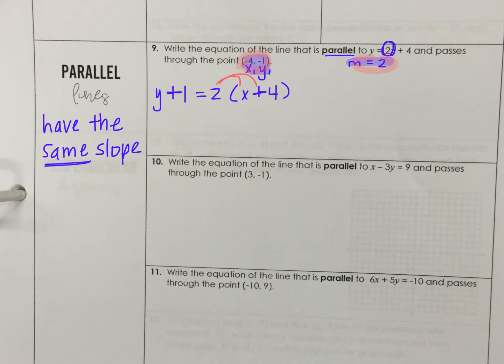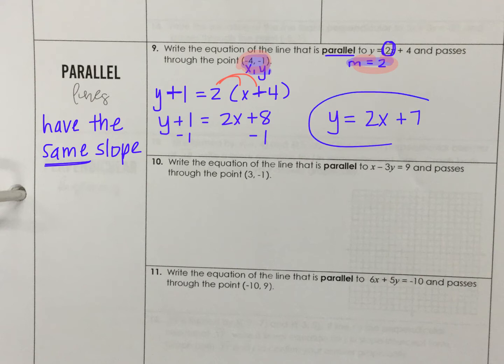We distribute. Y plus 1 equals 2x plus 8. Then we just subtract that 1. So our equation will be y equals 2x plus 7. And that's all we do.